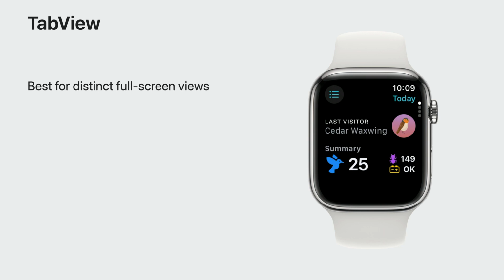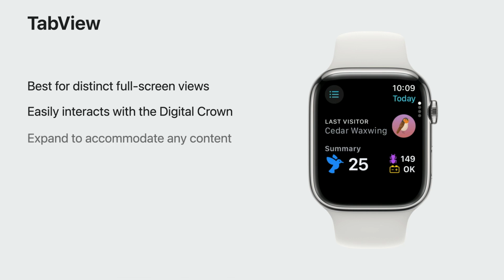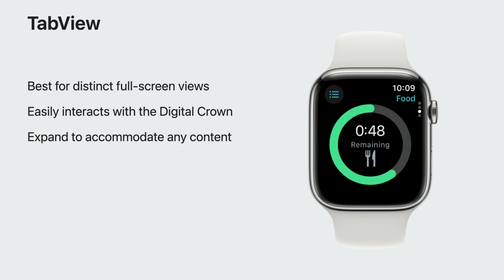Tab view gives us a way to break up content into full-screen views, with each tab having a clear and distinct purpose. I want to keep digital crown functionality for quick scrolling through views. The new vertical page style lets me do this with tab view. People can quickly navigate between tabs and even scroll within a single tab.